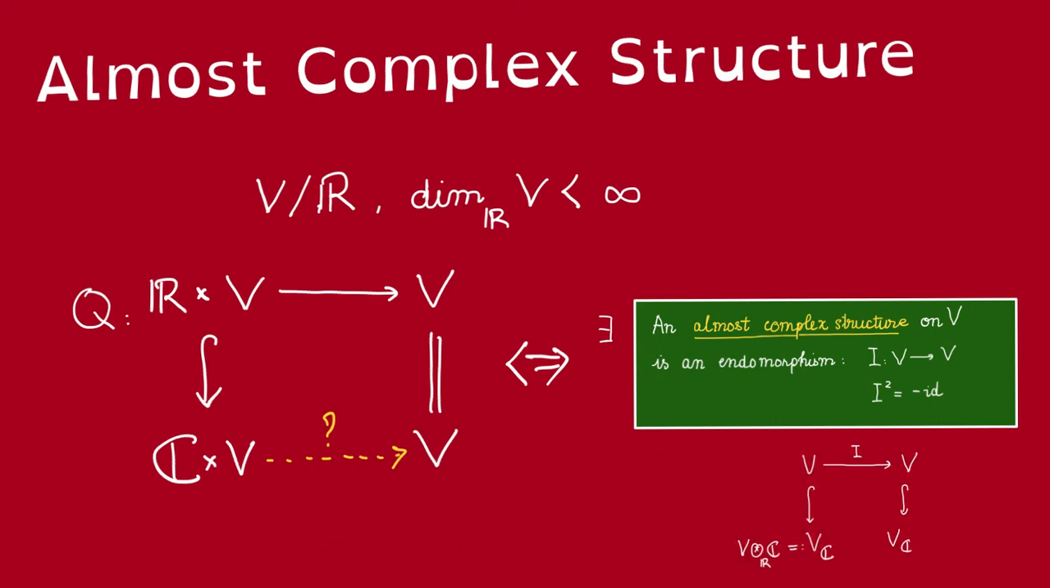Now observe that an almost complex structure on V naturally extends to a complex linear map on the complexification of V. We'll also denote this map by I. In the next episode, we're going to decompose this complexification into eigenspaces of I. And then we'll apply that to decomposing the complex tangent space.